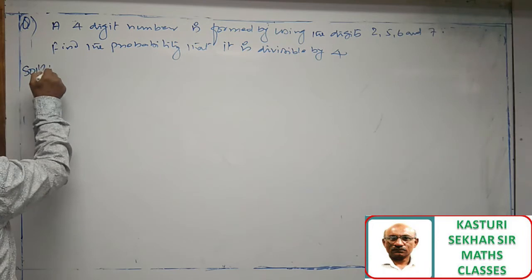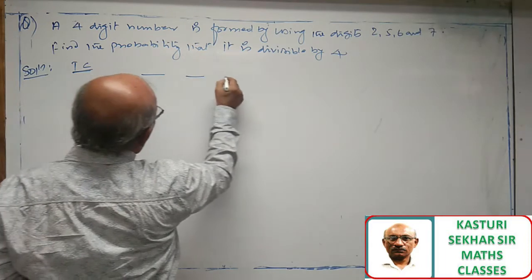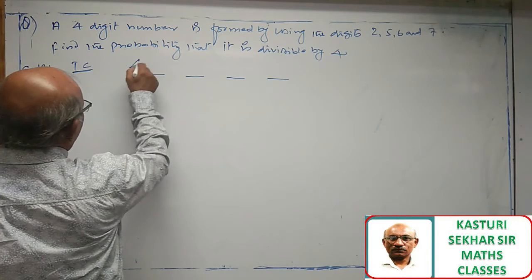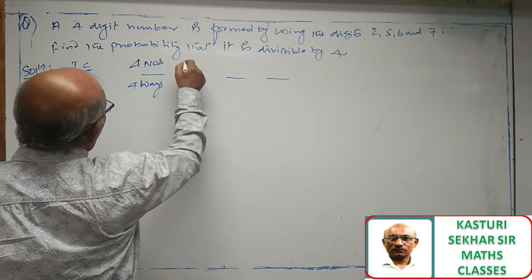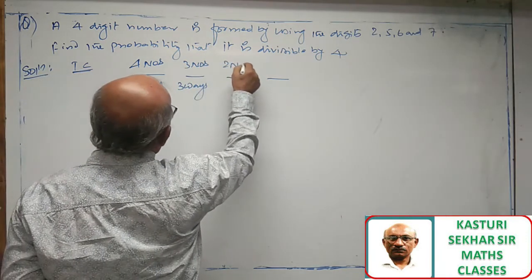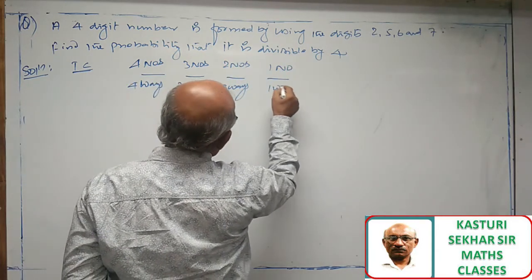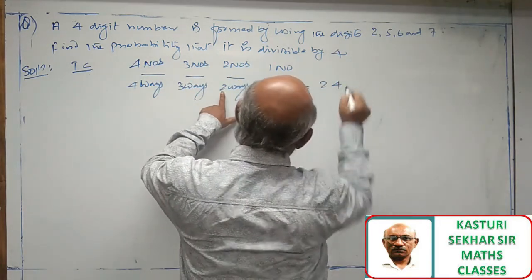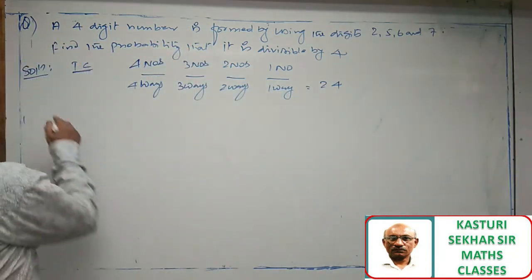Now solution. Let us calculate the total number of cases. 4 numbers are available for the first place, so it can be filled in 4 ways. 3 numbers are available for the next place, 3 ways. 2 numbers are available here, 2 ways. 1 number is available here, 1 way. 4 into 3, 12. 12 into 2, 24. So the total number of numbers is 24. Let's go for favorable cases.